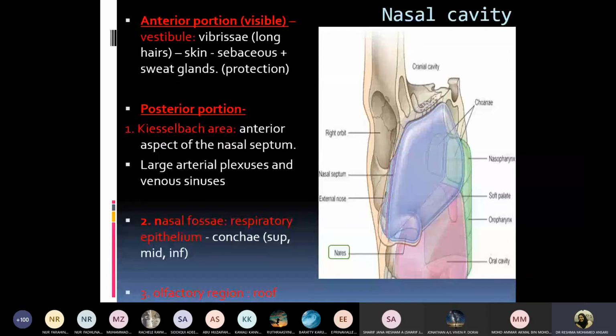The roof of the nasal cavity is where you have the olfactory region. Why is it in the roof?